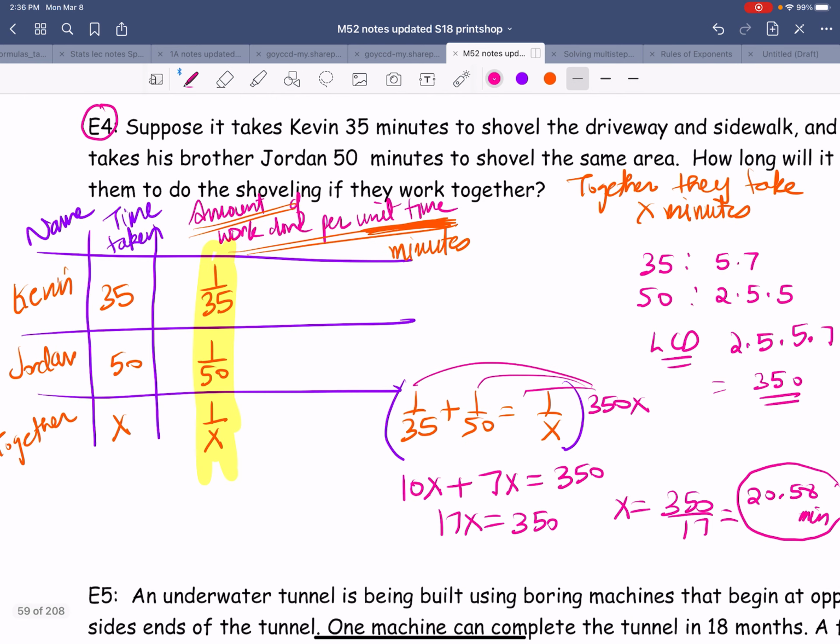So write the complete sentence answer at the end. Kevin and Jordan will take 20.58. You can use more decimal places. If you round to 2, it would be 20.59. 20.59 minutes is what they will take if they work together.